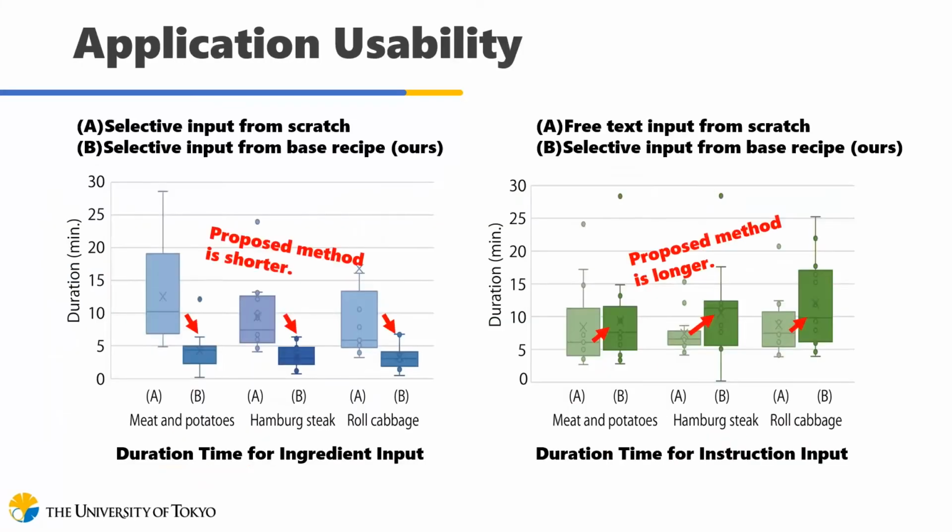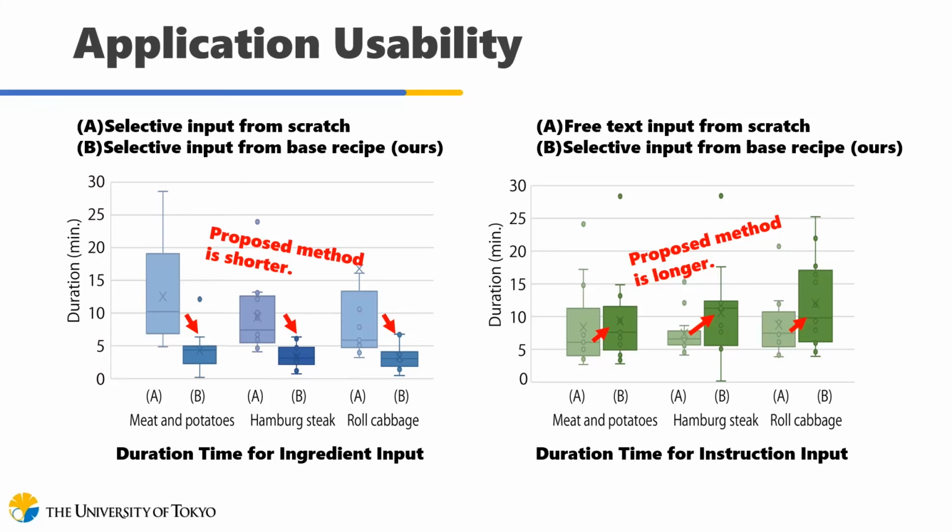How about the usability of RecipeLog? Regarding ingredient input, ingredients need to be input by selection in order to calculate accurate nutritional values. Experimental results with 13 participants showed that the proposed method, which inputs from a base recipe, can significantly reduce the input time, compared to the conventional method, which inputs from scratch.